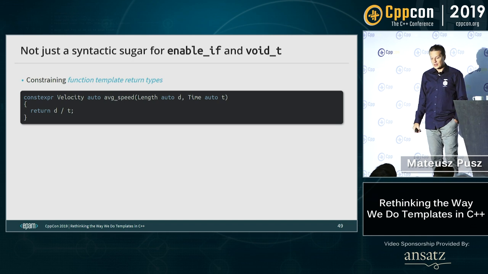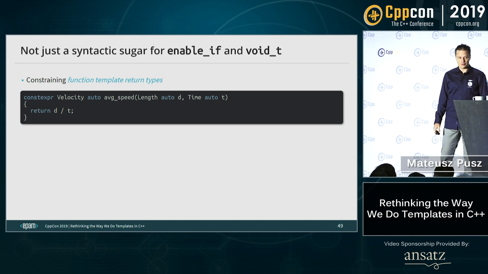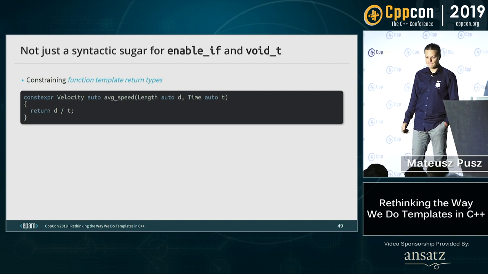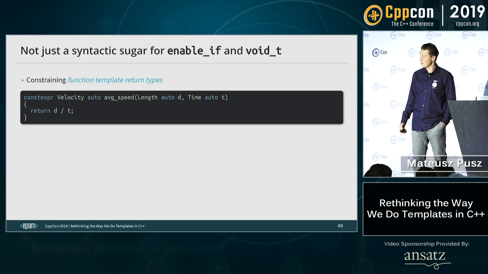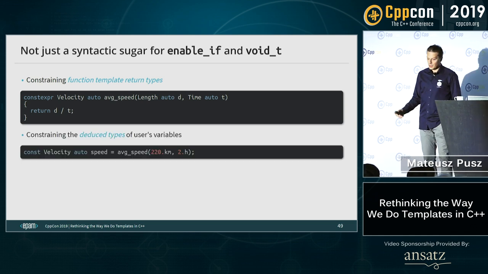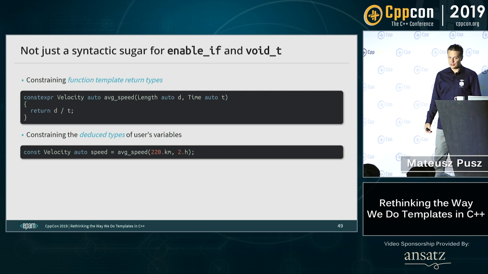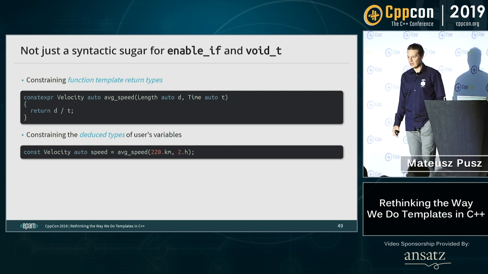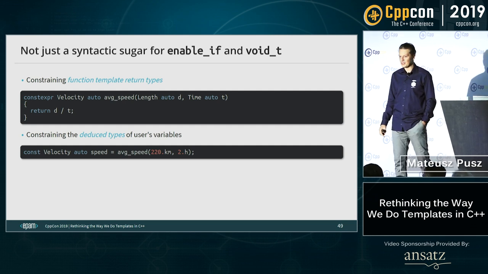For example, we can easily constrain the function return types with concepts. Try to do it with SFINAE. It's not that easy or impossible. We can constrain the variables that the user has in his functions. So automatically the deduced type can be constrained, saying, I don't care what the actual unit of this velocity is, but it has to be velocity.